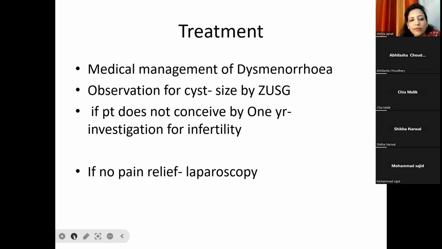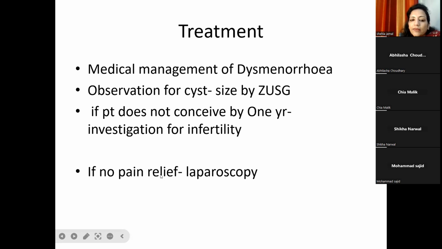So the treatment, as we were discussing for this particular case, could have been medical management of dysmenorrhea, observation of cyst size by serial ultrasound, and if the patient does not conceive by 1 year, investigation for infertility. If other associated comorbidities are present, we can pursue fertility investigation earlier, but as per the protocol, we need to give them 12 months of unprotected sexual intercourse.